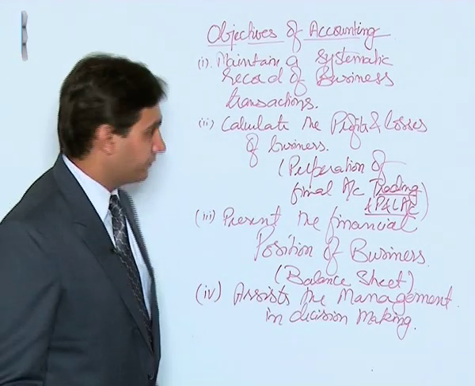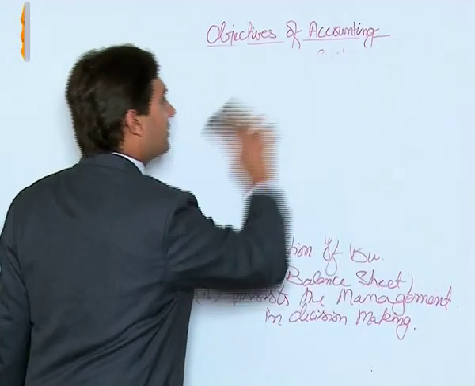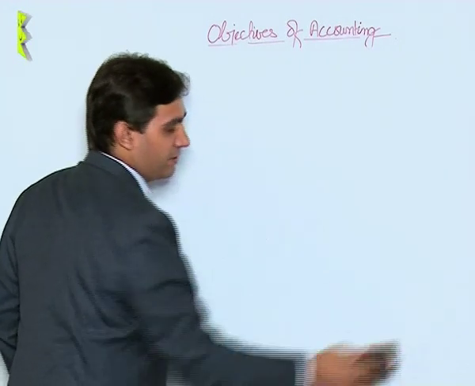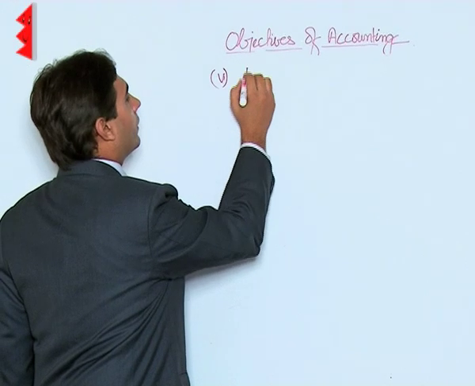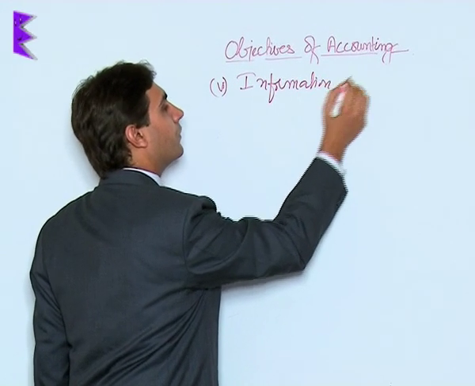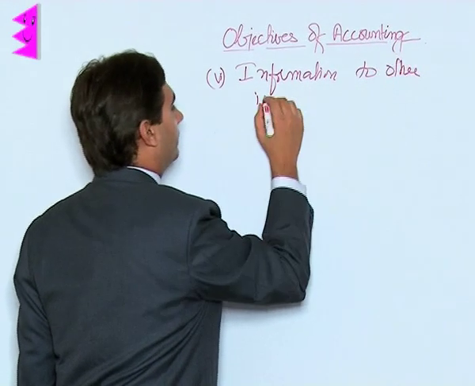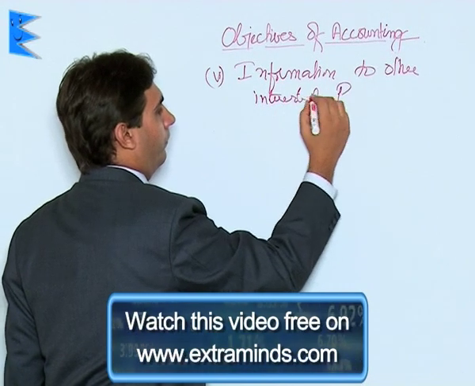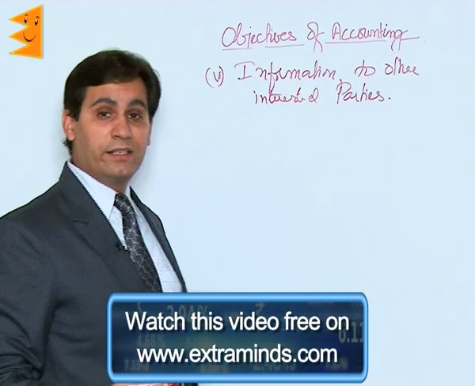Then students, accounting also provides information to the interested parties of the business. It provides information to other interested parties. Now, what are the other interested parties?